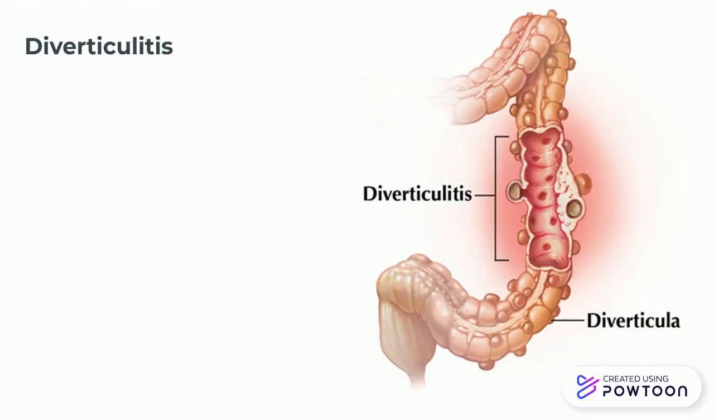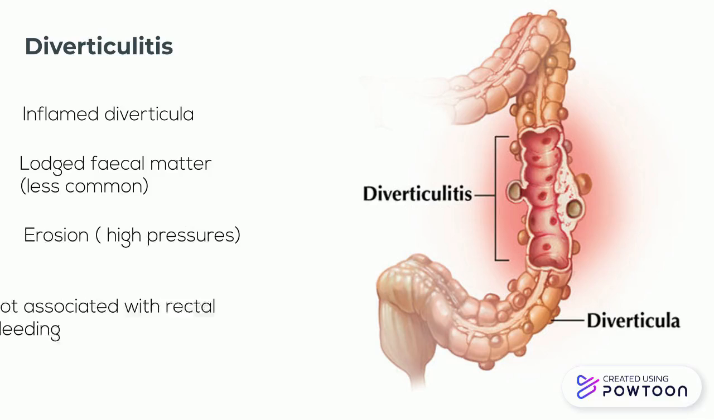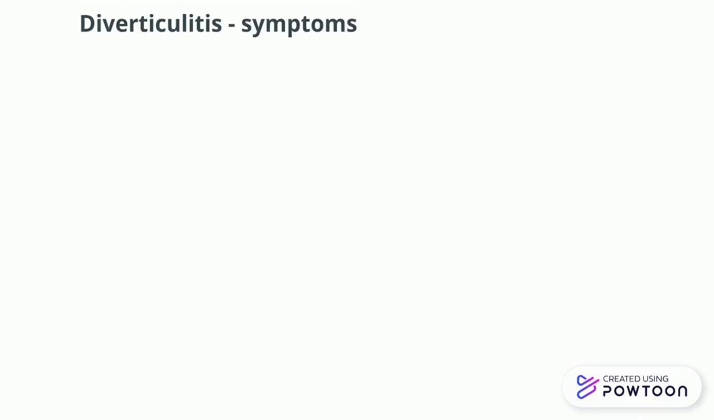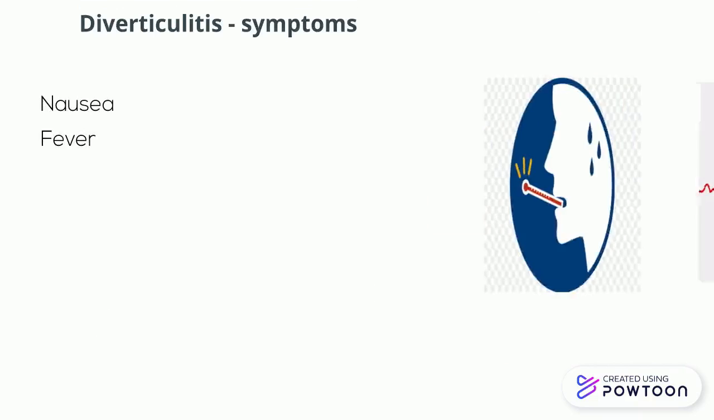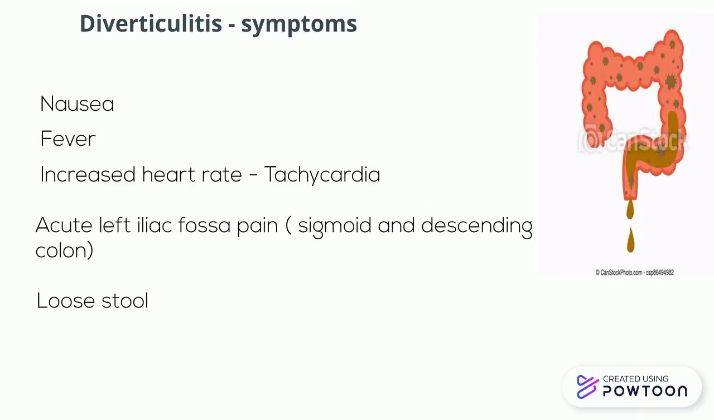Diverticulitis is essentially an inflamed diverticulum, which is thought to be due to the fecal matter lodging at the opening of the outpouching, causing the gut bacteria to initiate an inflammatory process. This is thought to be less common, as inflammation is primarily associated with erosion of diverticular wall due to the increasing pressure coming from the constant contractions. Diverticulitis commonly presents with symptoms of nausea, fever, tachycardia, pain in the left lower quadrant, and also loose stools.